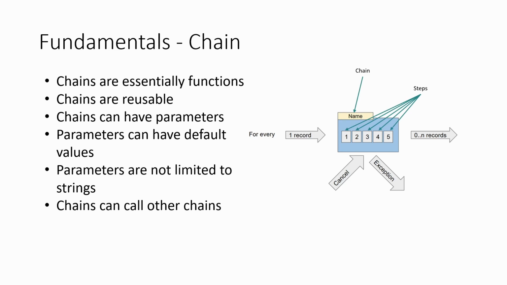In the diagram on the right, you'll see some minor changes. Right, so for every one record that passes into a chain, in this example, the chain has 5 steps, but this is an arbitrary number. It will produce 0 or many records. At the same time, it can be cancelled, or if it meets an exception, it will abort.